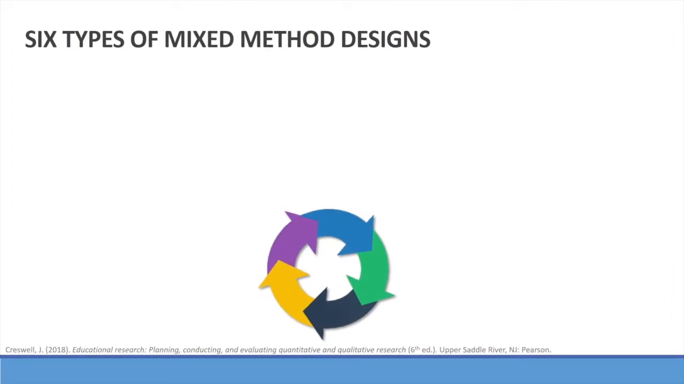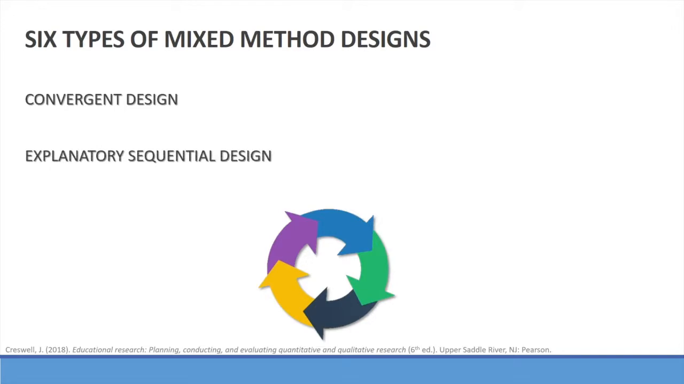There are 6 types of mixed method designs. Convergent design. Convergent design collects both quantitative and qualitative data at the same point and then merges or converges the data, and the strengths and weaknesses of each data set supports one another. Explanatory sequential design. In explanatory sequential design, quantitative data is the first data set collected, and then qualitative data is collected to help explain the quantitative data.